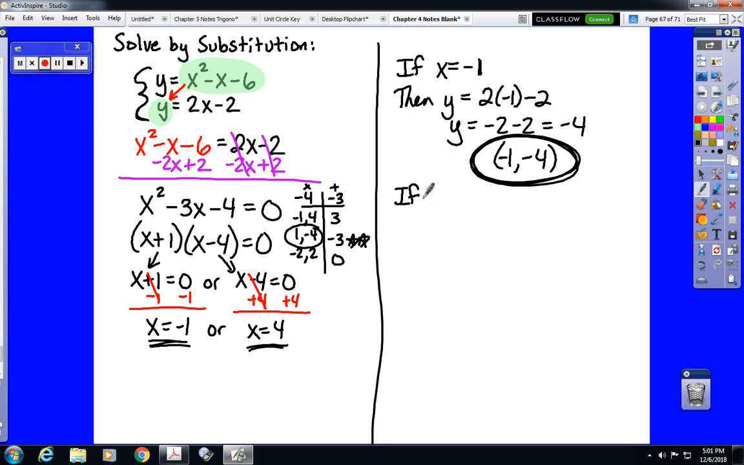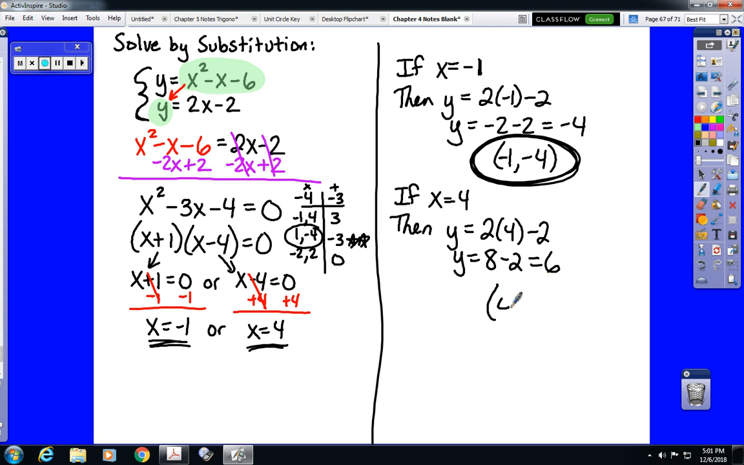On the other hand, if x is equal to 4, like the second answer, then y is equal to 2 times 4 minus 2, which would be 8 minus 2, or 6. So our second answer would be the point 4, 6.